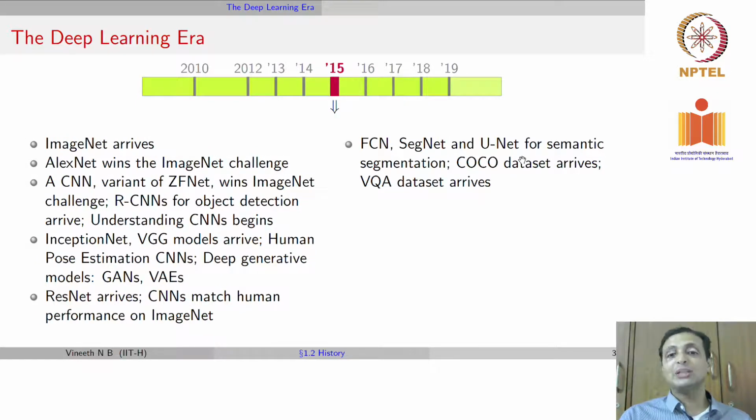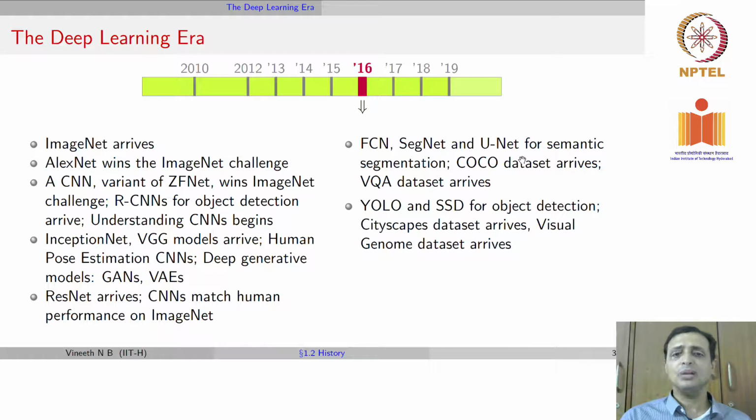2015 also saw segmentation networks that came into the picture. Fully convolutional networks, SegNet and UNet were all developed in 2015 for the task of semantic segmentation, or labeling every pixel in an image with a particular class label. The COCO dataset also started appearing at that time, and also the first visual question answering dataset, the VQA dataset, was developed in 2015.